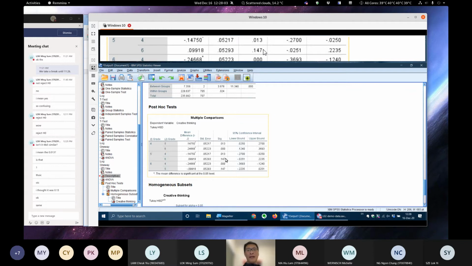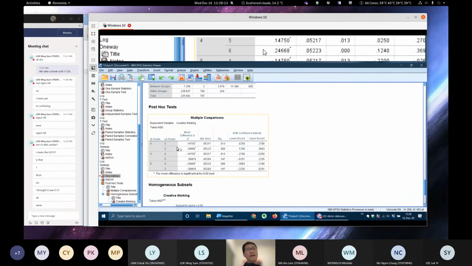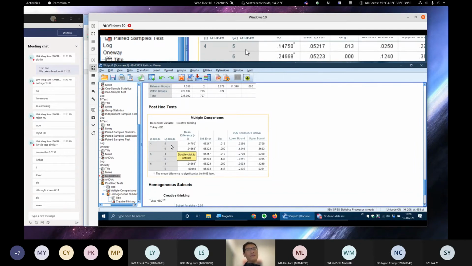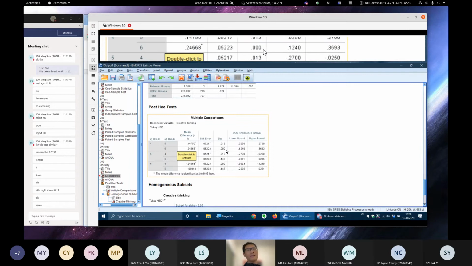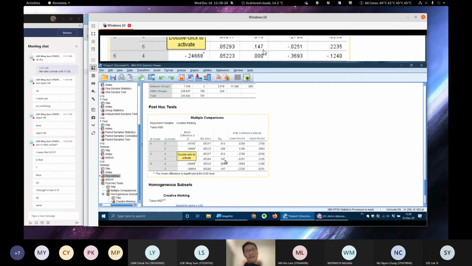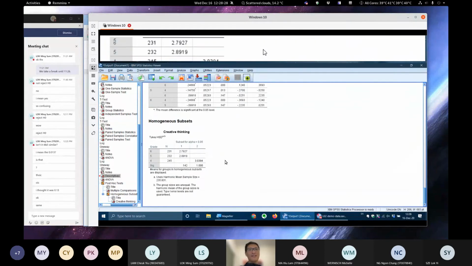First of all, from the ANOVA, we know that at least one of the groups is different. But which one is different? We look at here. We say, okay, 4 and 5, they are different. 4 and 6 are different. 5 and 6 are the same. So basically, it's just like grade 4 is different from the other two groups. Okay, so this is our conclusion.